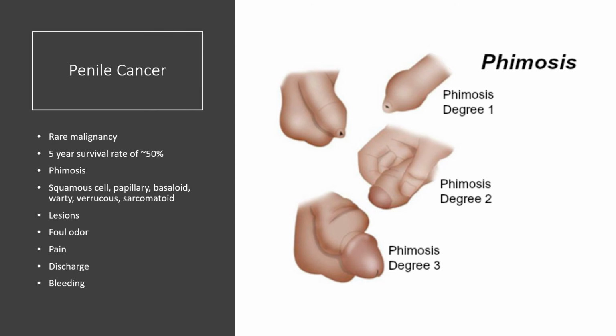Lots of different types of penile cancer: squamous cell, papillary, basaloid, warty, varicosus, and sarcomatoid. Basaloid and sarcomatoid actually carry the worst prognosis. Penile cancer is going to look very painful. You're going to see a lot of lesions. The patient will complain of pain. There may be excessive bleeding from the lesions and a very unique foul odor with penile cancer a lot of the times.